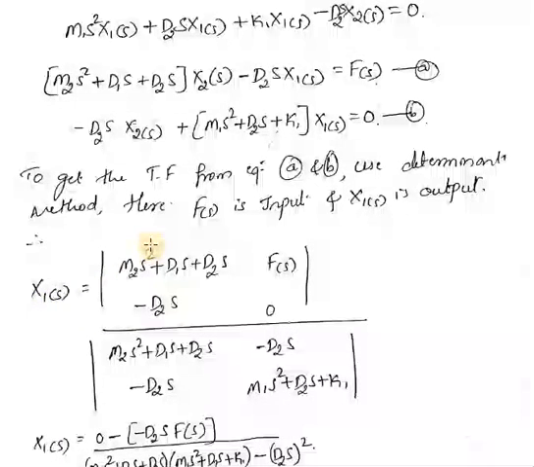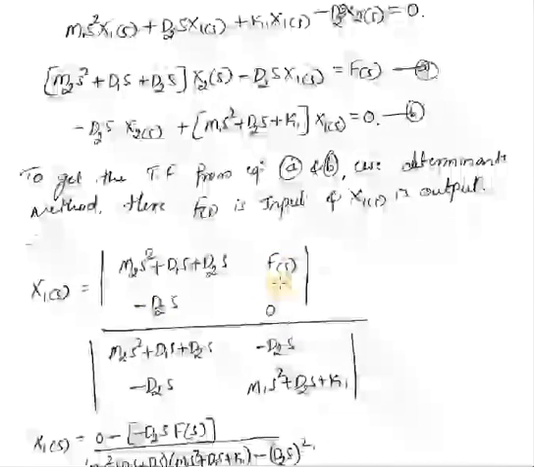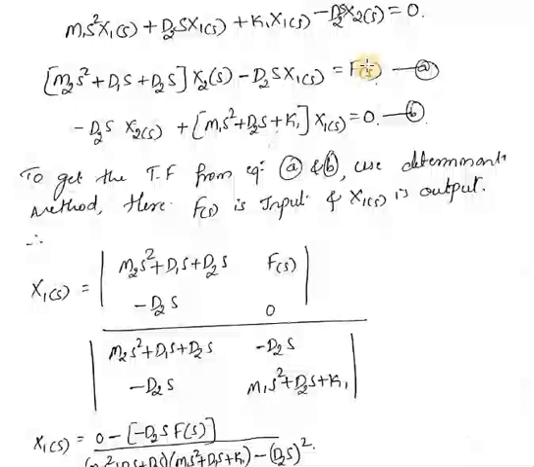So write the coefficient of the other displacement. Here the other displacement is x2. From the first equation, the coefficient of x2 is m2s square plus d1s plus d2s. In the second row, again the coefficient of x2 is minus d2 into s. In the second column, you have to write the terms which are on the right hand side. So in the first equation it is f of s, and in the second equation it is 0.